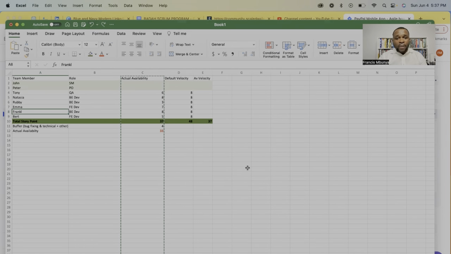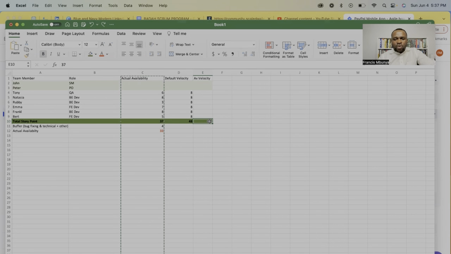Okay. So the default velocity is here. It's showing that if everybody was available, we're going to commit to 48 story points. This is a default. This is for a new team where you want to help them start understanding how to plan work. But this second one, the average velocity, is used for a team that has been working for at least 3 months, at least 6 sprints.